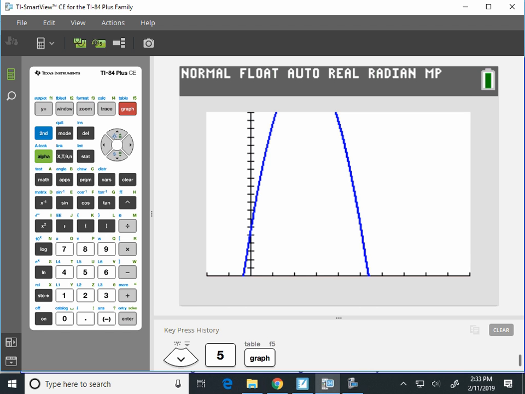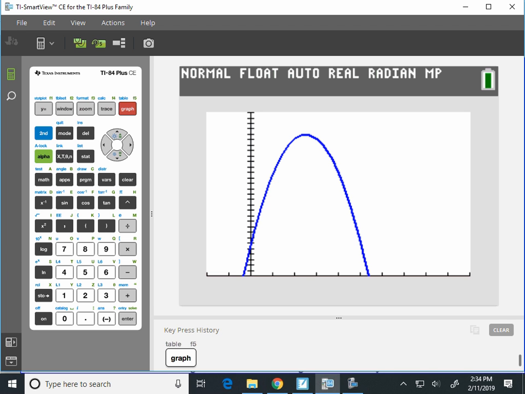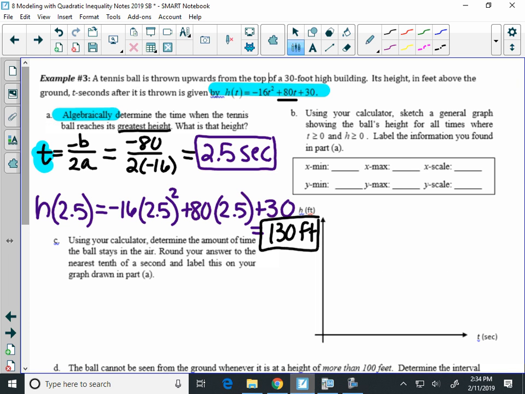So 100 isn't tall enough. So let's make our window a little bit higher. Maybe 150, y max of 150. And that seems to work. So let's write down the window that we used. We had x min from negative 2 to 10. We went by 1s. And our y scale was from 0 to 150, and we went by 5s.